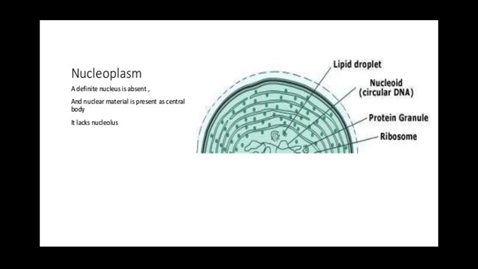So we'll talk about the nucleoplasm. The central centroplasm contains DNA and RNA. As there is no true nucleus or nucleoli, the reserve food material occurs in the form of cyanophycean starch here. And in the nucleoplasm, as I've told you, the nucleus is absent. It is present in the central part. Lipid droplets, nucleoid, protein granules, and ribosomes can be seen in the picture.